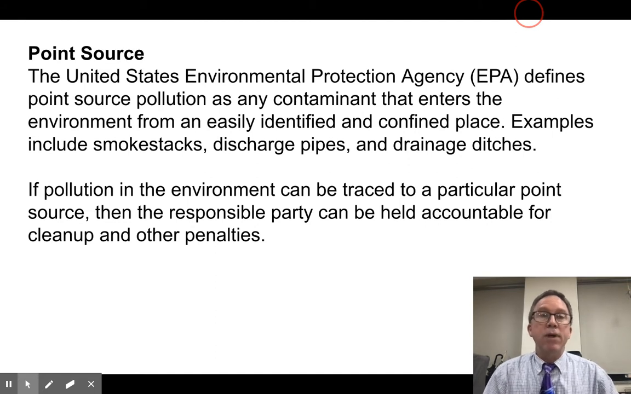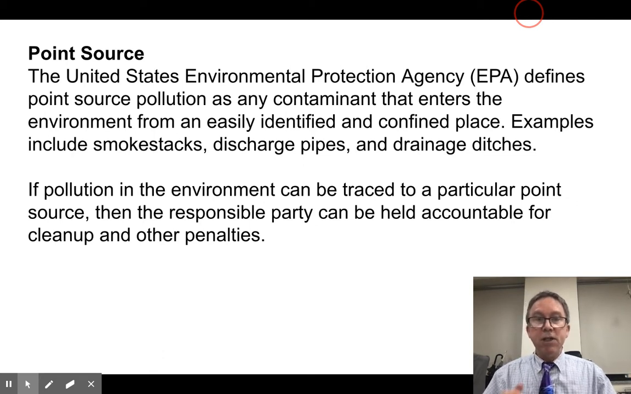So let's just start with a point source. So the EPA, that's the American government's environmental police agency, if you will. They define a point source as being any source of pollution or contaminant that can be traced back to a point of origin, to a confined place where we can say it came from here. And that basically comes out to like smokestacks, discharge pipes, and drainage ditches.